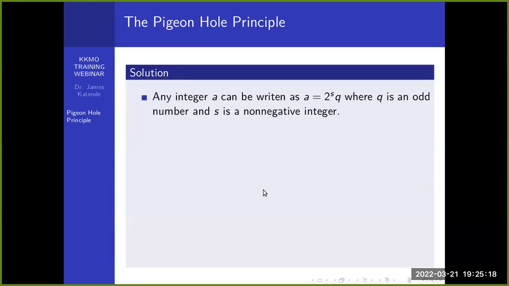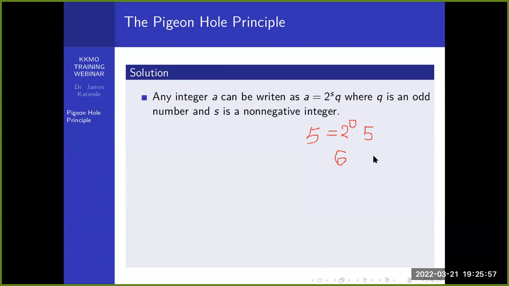So we are going to make use of the following property, that any integer that you pick can always be written as a power of 2 multiplied by an odd number. So for instance, if I have say 5, if the number itself is odd, I can write it as 2 to the power s, where s is allowed to be 0, multiplied by 5, because 2 raised to 0 is 1.